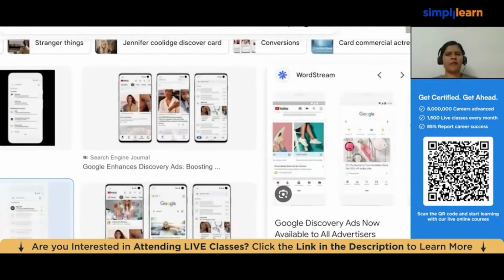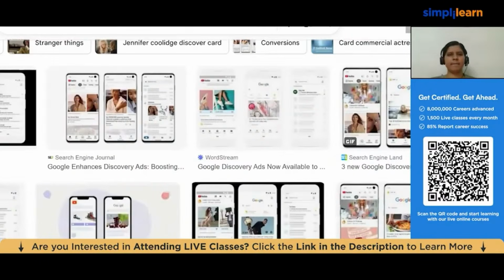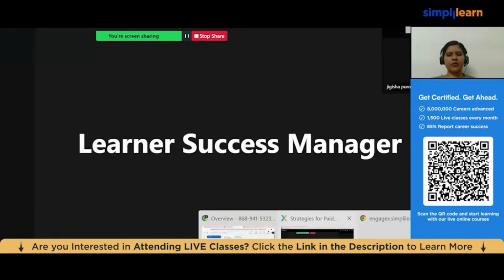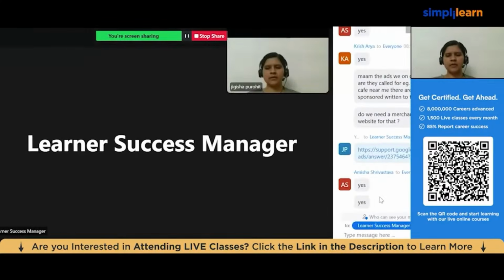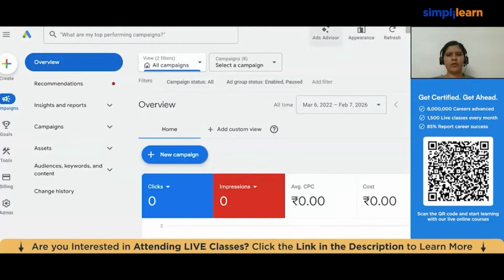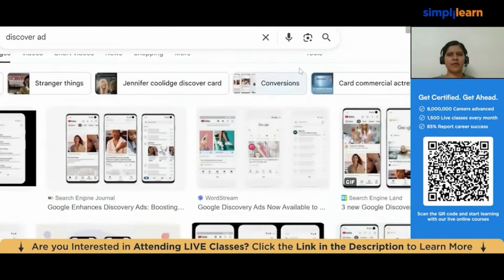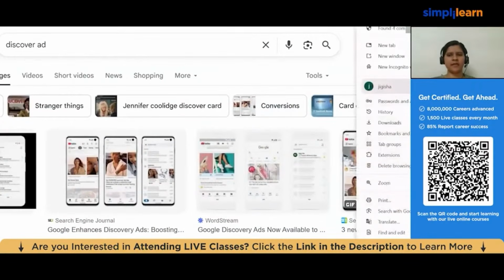So discovery ad also performs well. It is like your display ad only. It's just that the placement is different. Display ads appear on third party websites and apps. Discovery ads appear on Google, like your Gmail, below your Google search bar, and on your YouTube. So the placements are different. The format is the same, which is your banner. Make sense? Guys, did you understand all this? Okay, and one more, as I mentioned, you have shopping ads as well, which is only for e-commerce brands.